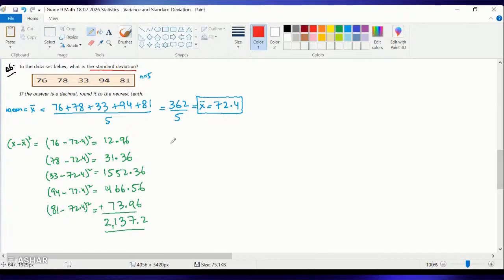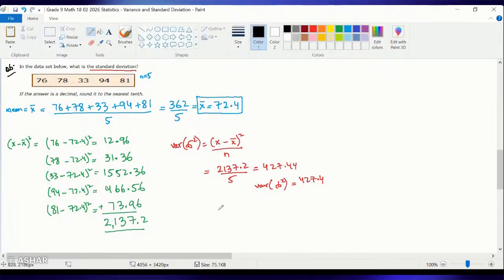In order to find the variance, that would be the sum of the scores minus the mean, squared, divided by n. That comes out to be 2137.2 divided by 5. It comes out to be 427.44. Therefore, we can say the variance, sigma squared, comes out, let's round, to 427.4.